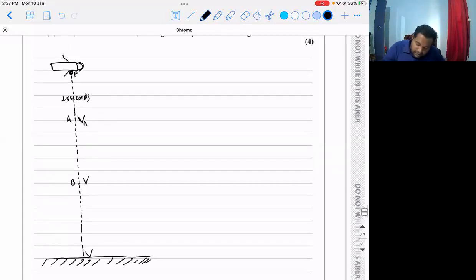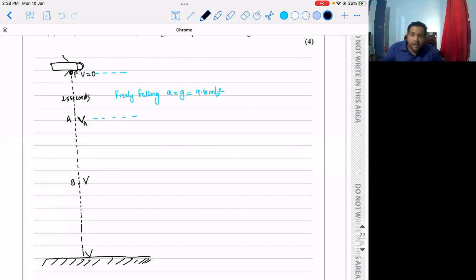Since in this region he is purely freely falling, the acceleration is g, which is 9.81 meters per second squared. Am I correct? Then the initial velocity is 0, since he is freely falling.